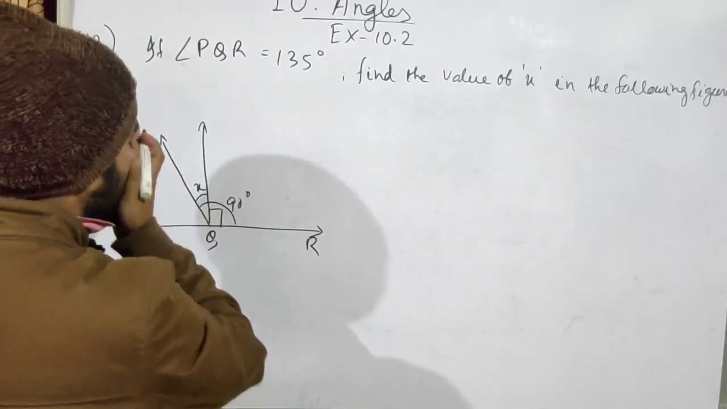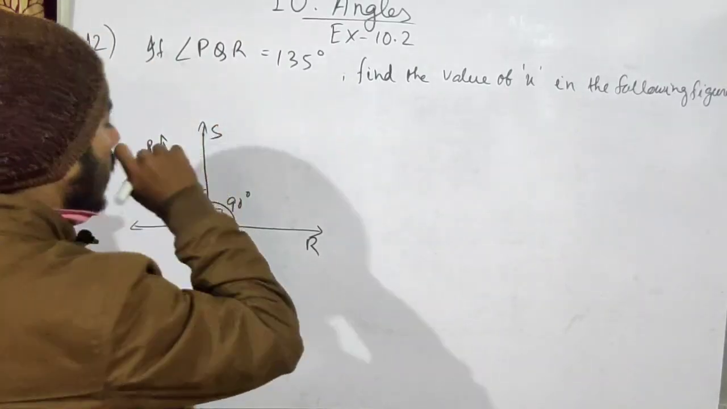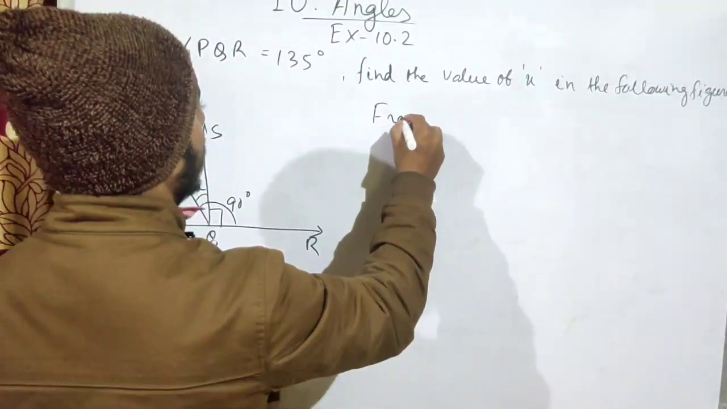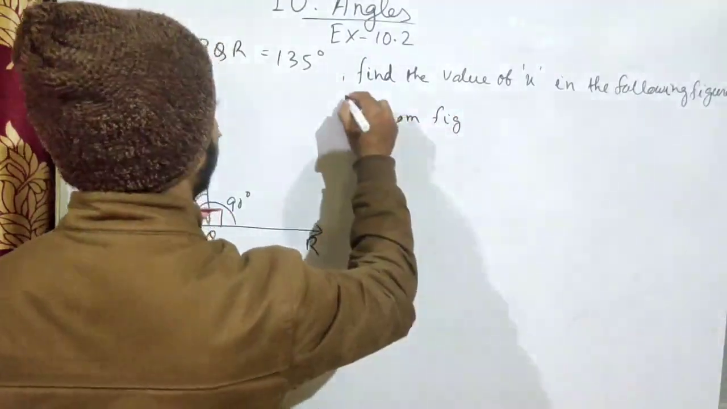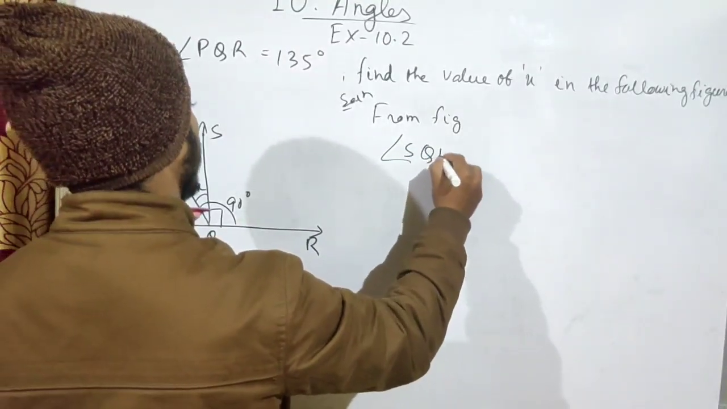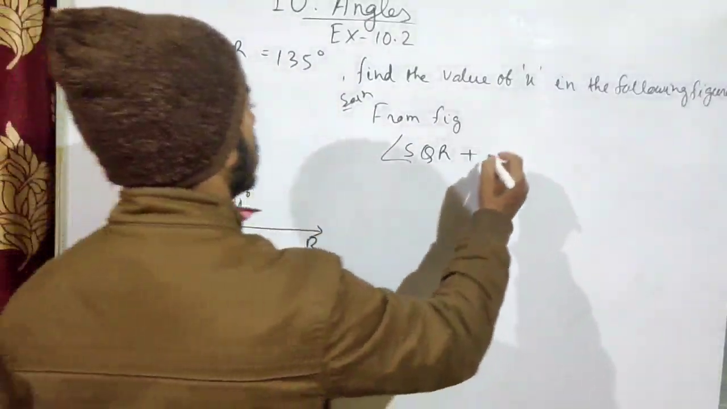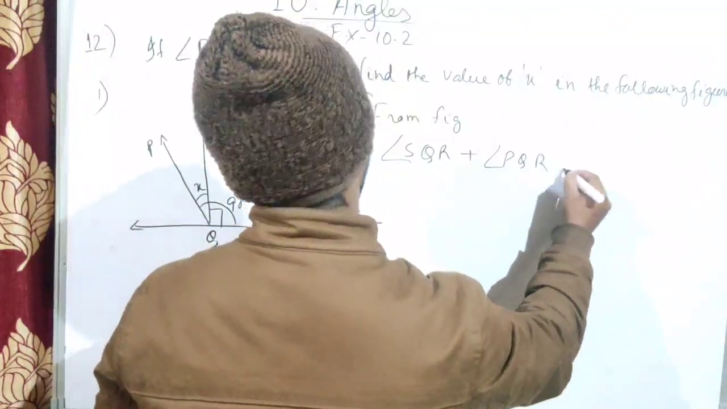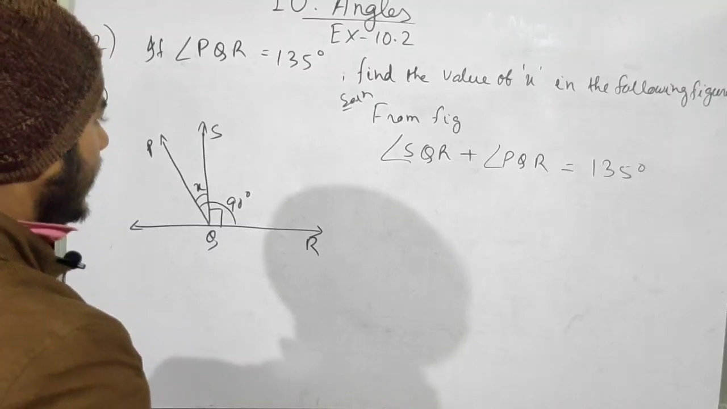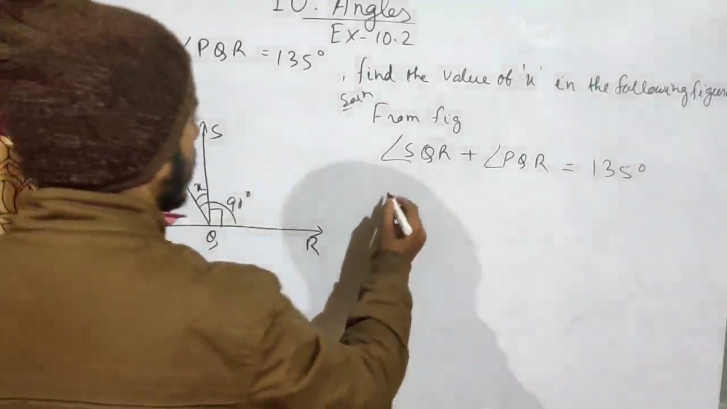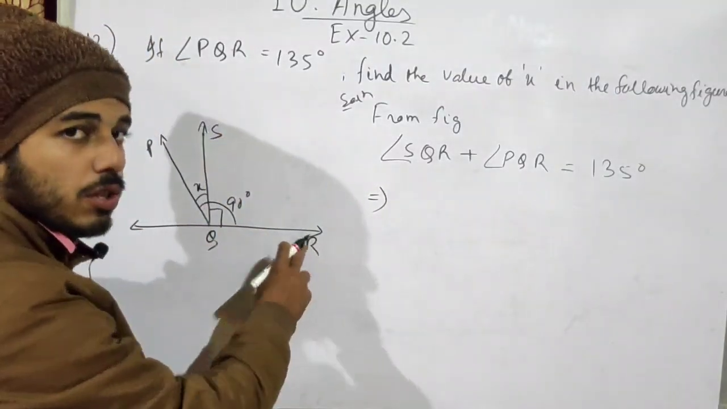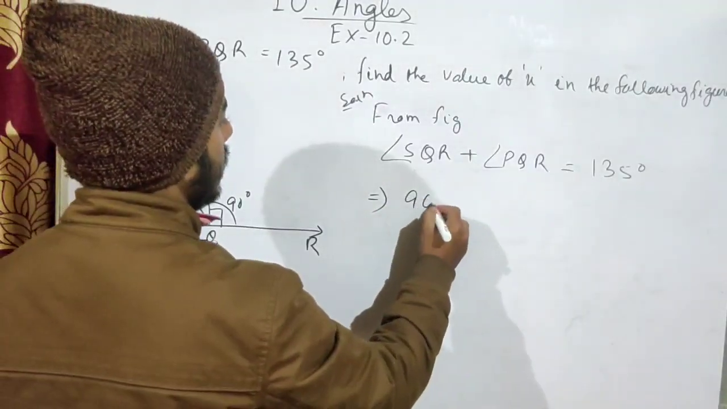So let a point S be inside angle PQR. Now look at the board. Solution, from figure: angle SQR plus angle PQS equals 135 degrees, isn't it? So SQR, its value is how much? Its value is 90 degrees, isn't it? So we will be writing 90 degrees.